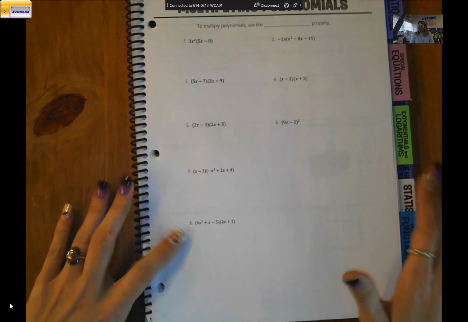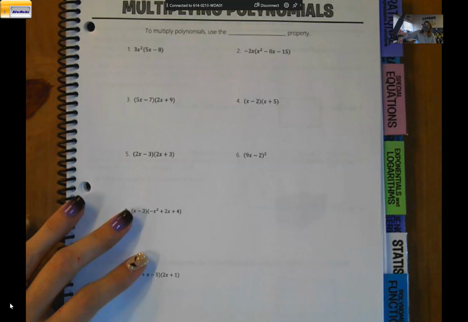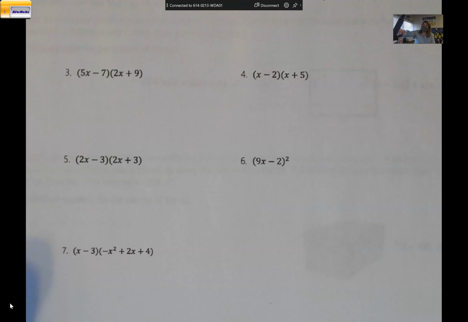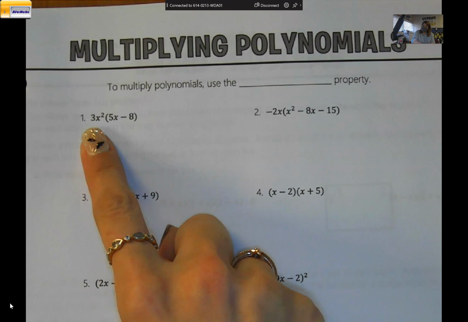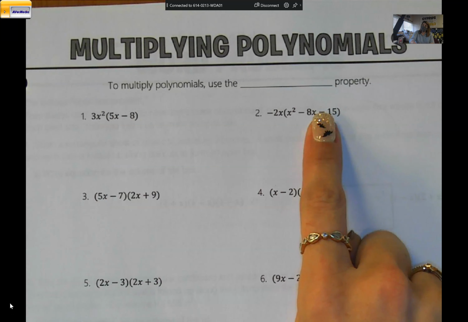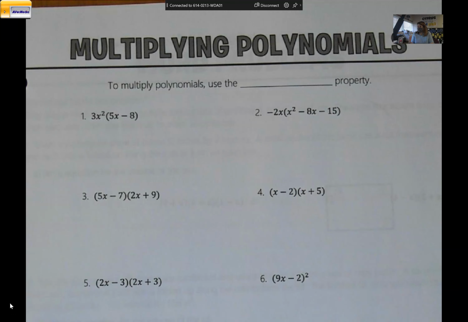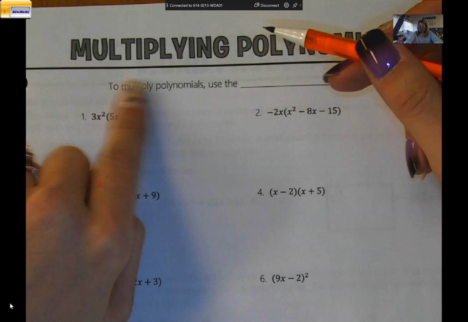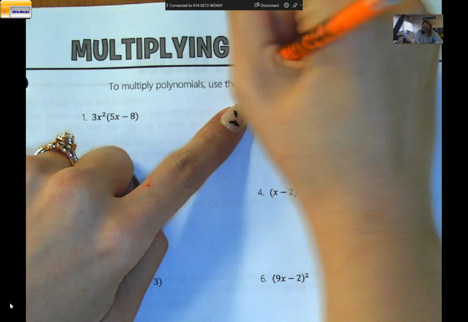So the first two problems that we have are basic distributing problems. So we have one number outside, this one's a binomial, and on this one it's a trinomial. And all we have to do is multiply in that one number. So what we'll be doing is the distributive property. Up here it says to multiply polynomials, you use the distributive property.